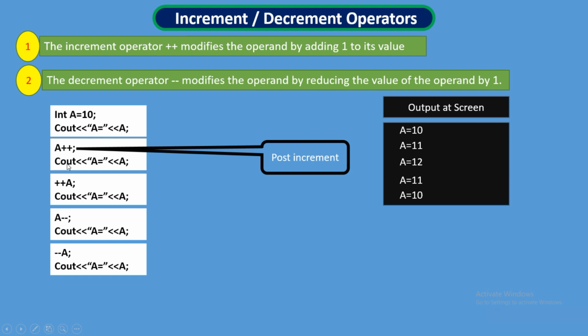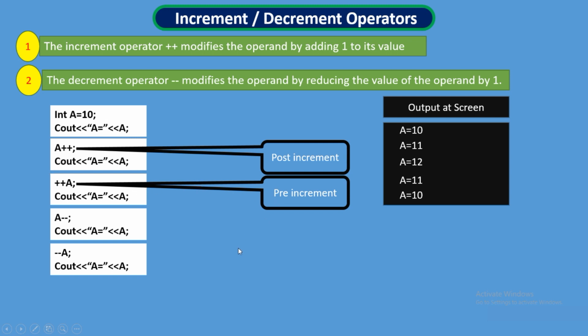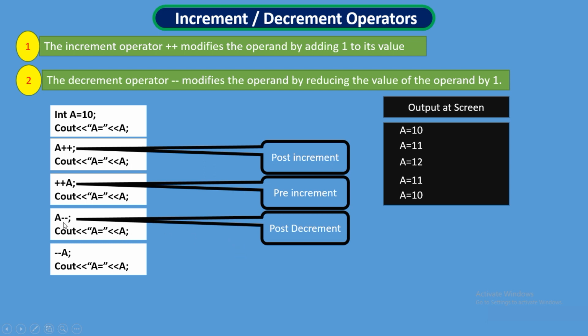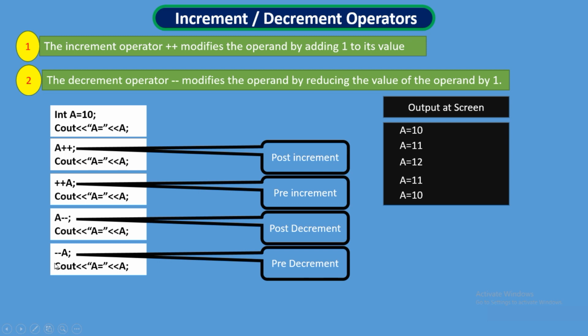Post increment. A plus plus is called post increment. Plus plus a is called pre-increment. In the same way, a minus minus is called post decrement and minus minus a is called pre-decrement.